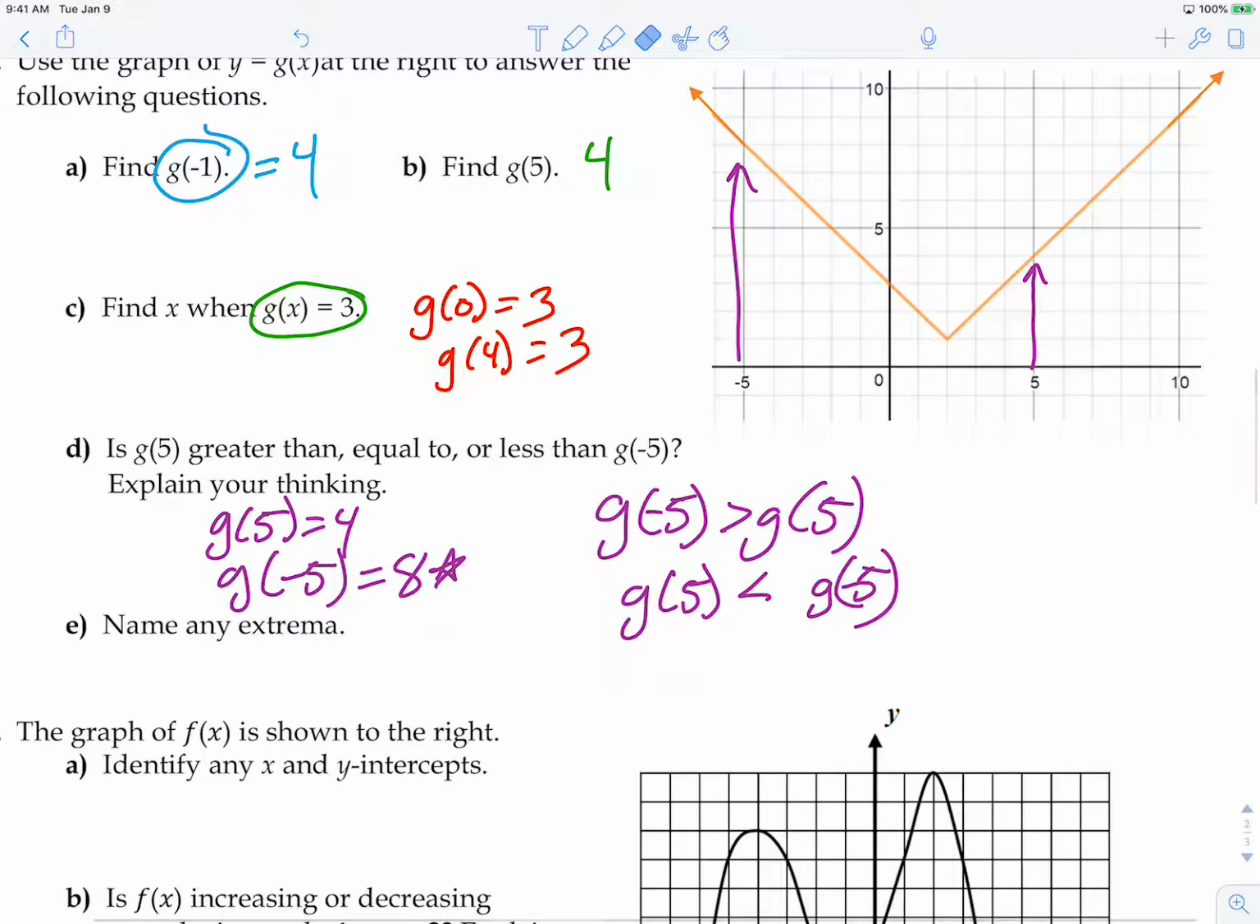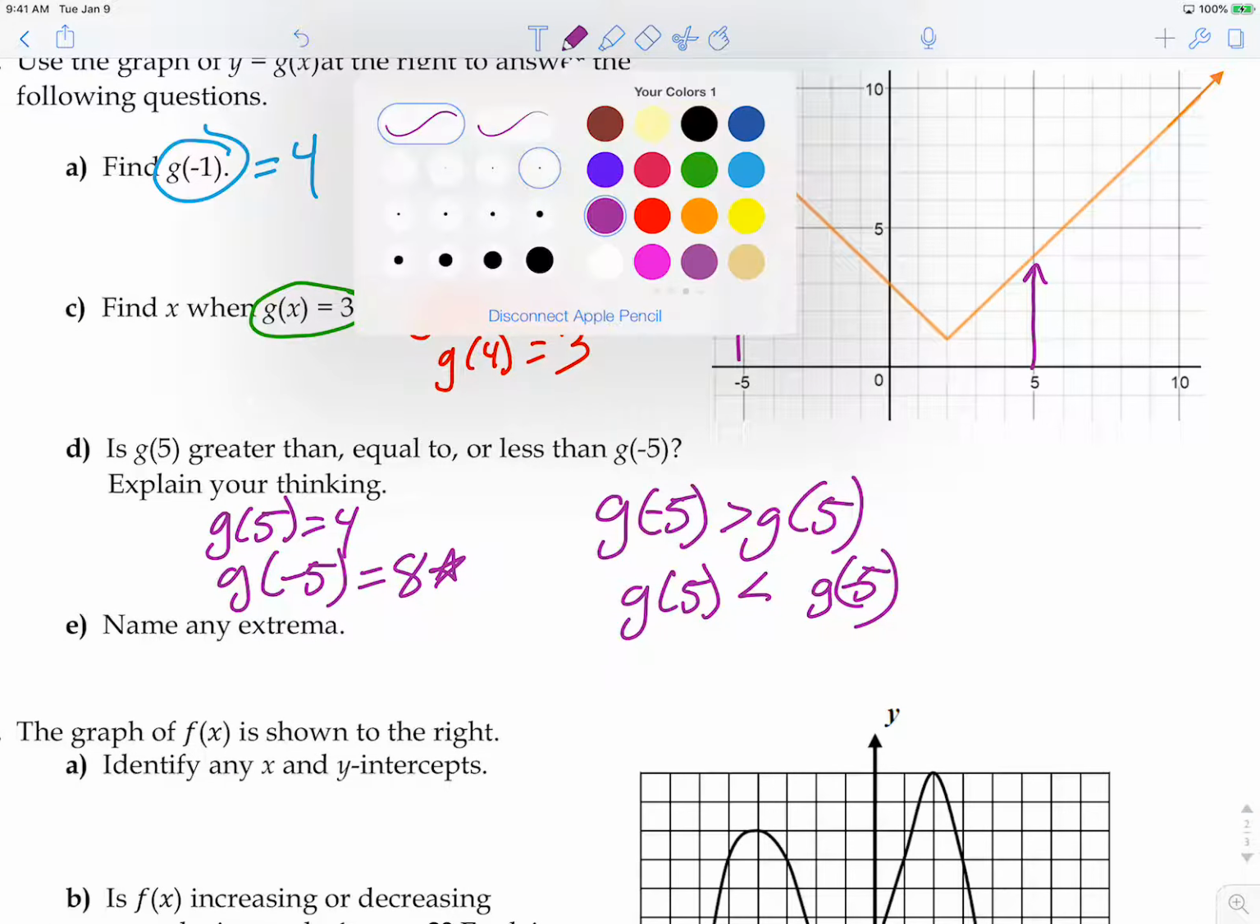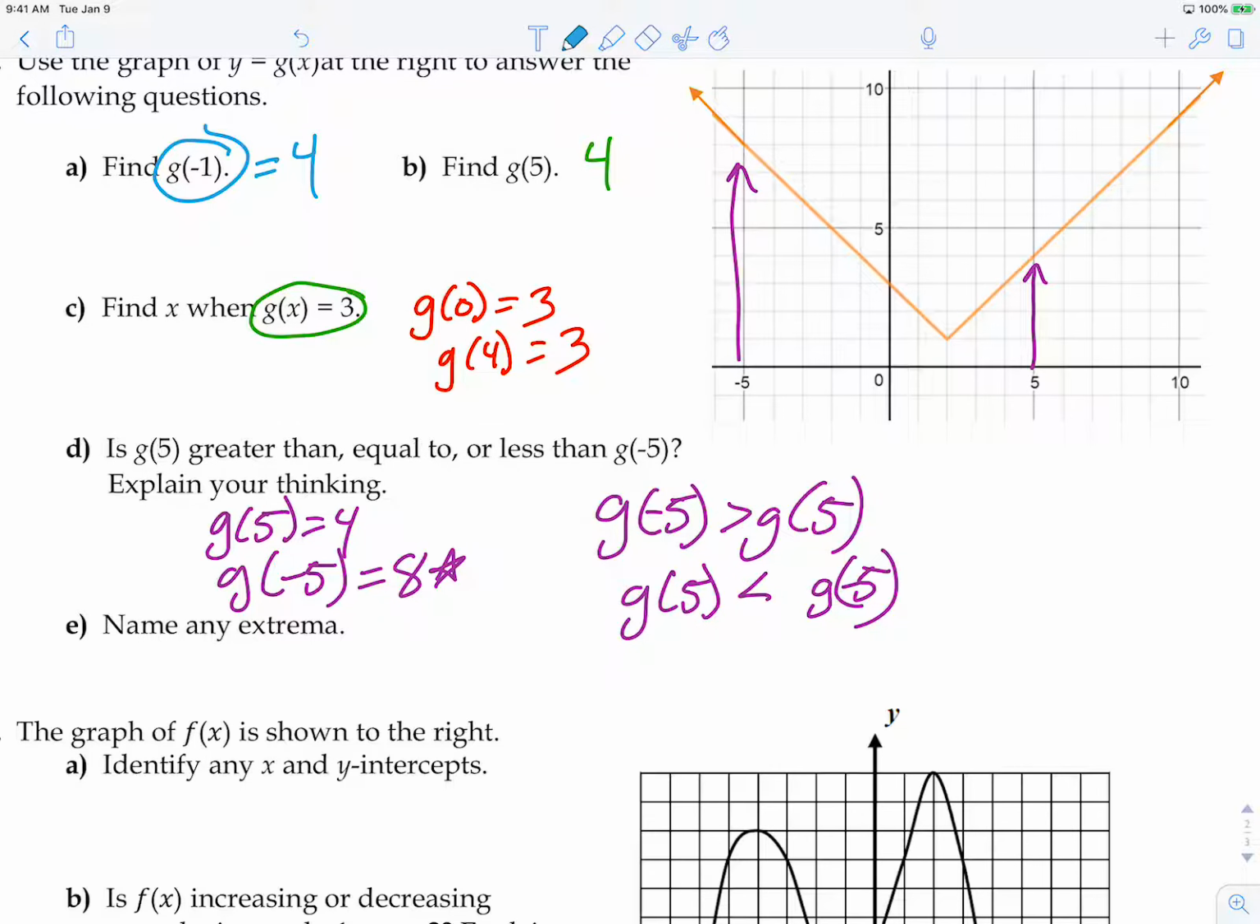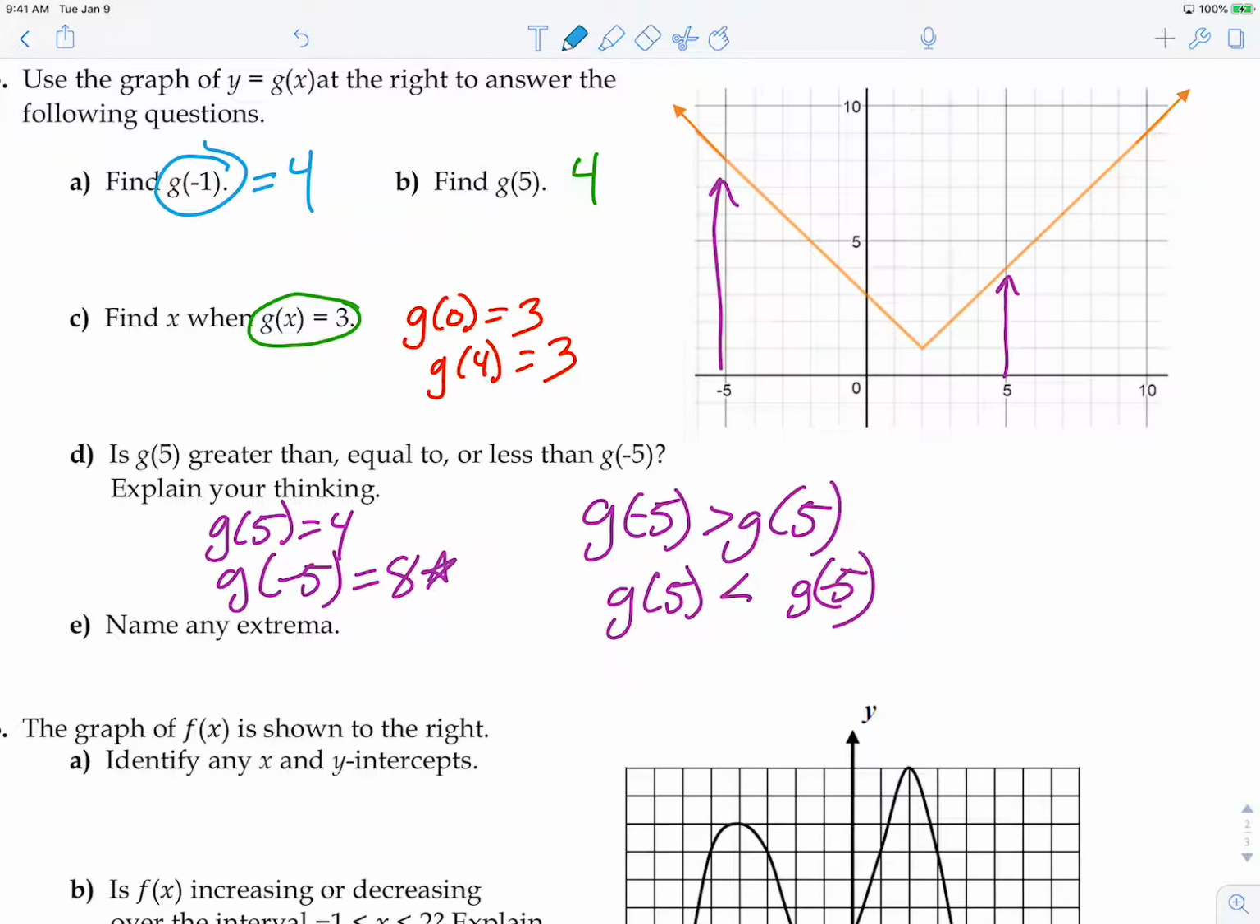Okay, the extrema. The extrema are the minimum and maximum, highest and lowest. So the minimum is kind of like the bottom of a valley. The maximum is like the top of a hill. So for this one, the minimum is this bottom right over there. So it is at the coordinates 2, 1. So that is a minimum.